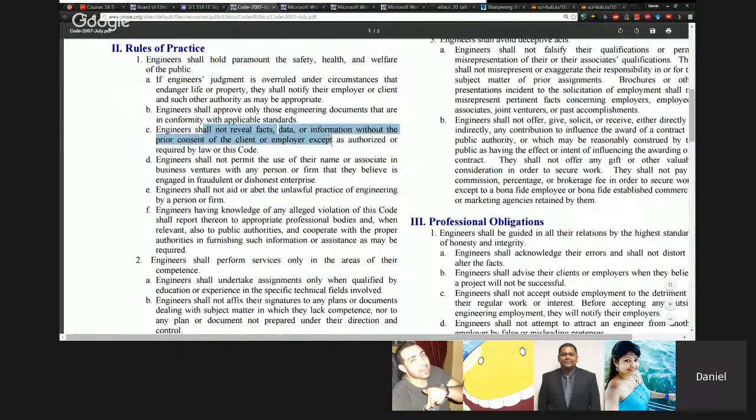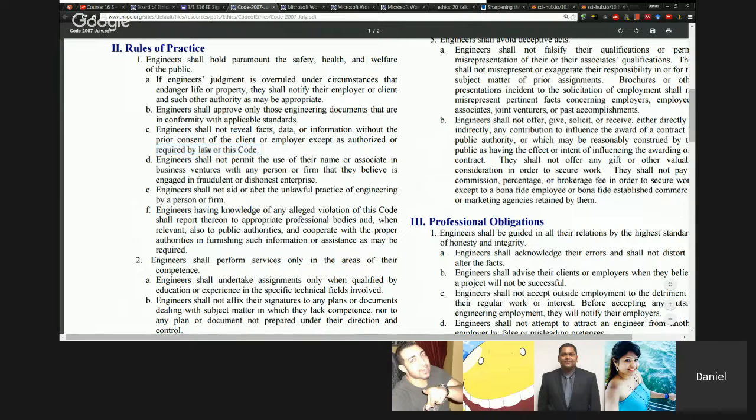You have an obligation to work with your client, and that means not revealing information from your client unless you're authorized to or required to by law or this code. So I just want to emphasize this part right here. Required to by law or this code. And this "or" makes it obvious that sometimes these things can come apart.